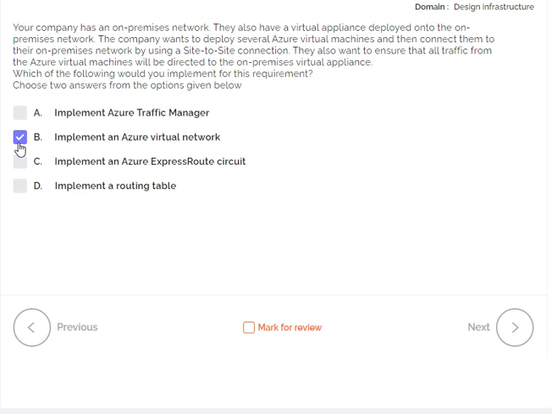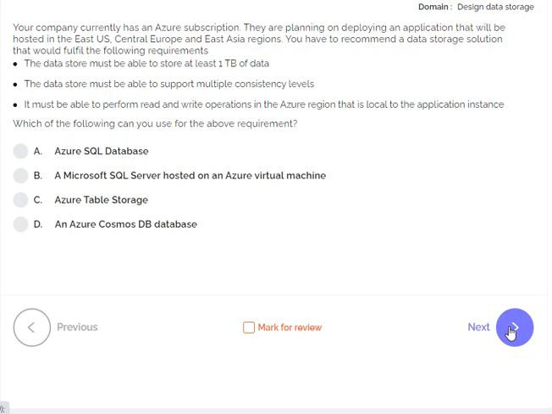Then the next option is ExpressRoute circuit. No. Then we have the next option, implement a routing table. Yes, this is correct, because with the help of a routing table, we can divert our traffic to the virtual appliance. Okay. So the keywords here are the virtual appliance and the diversion of network traffic movement. Okay. Now let's move to the next question.